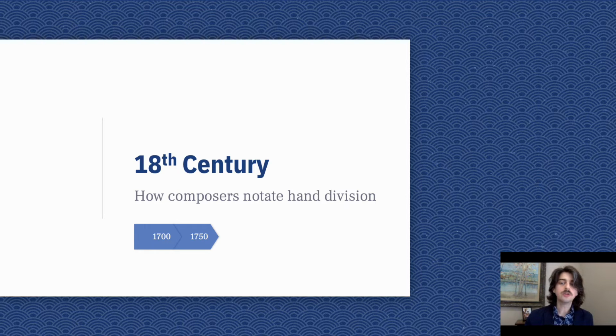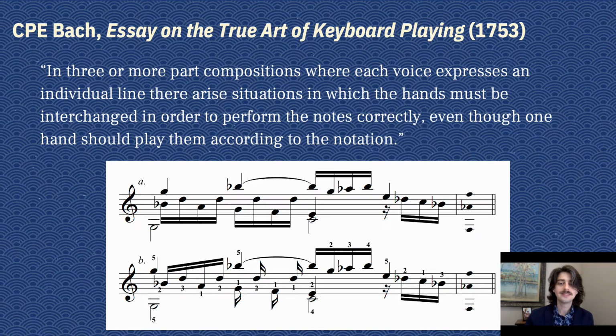As a general principle, notes for the right hand were notated in the upper staff, and notes for the left hand were in the lower staff. But this was not always the case, especially in contrapuntal compositions. For guidance in these matters, we can of course turn to Carl Philipp Emanuel Bach.